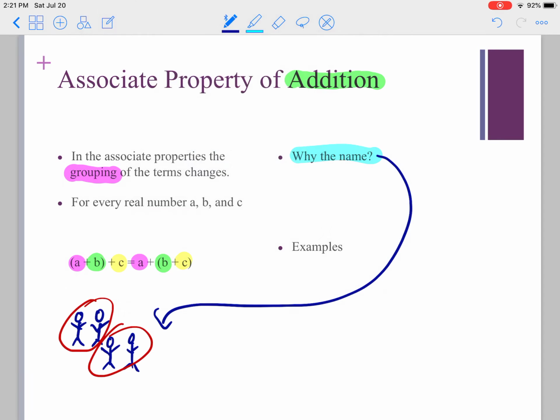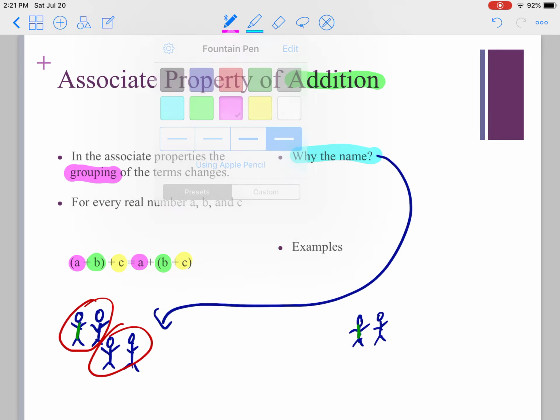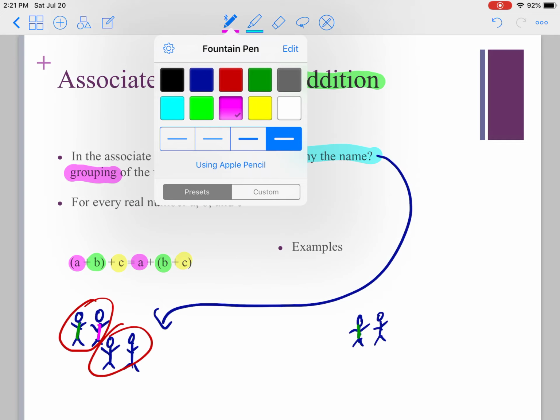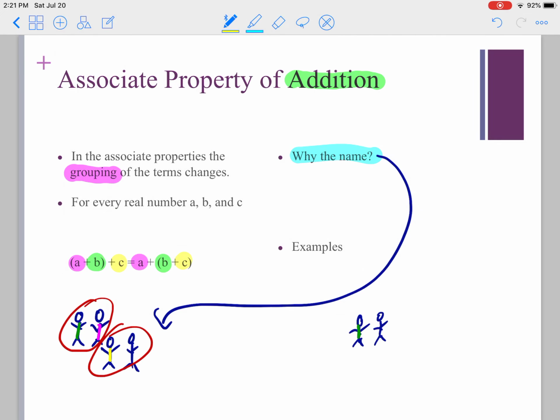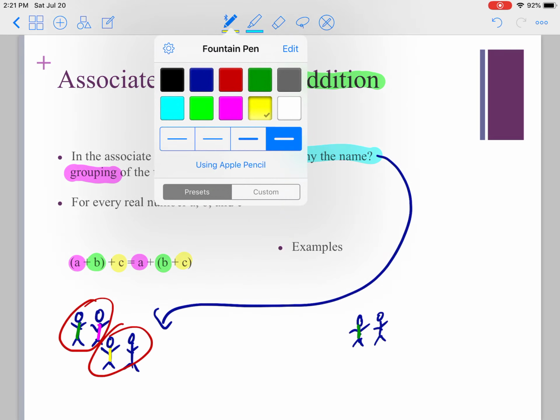But if I were to regroup these because they're all added together in a group of friends, if I were to say, all right, let's have this guy and this guy hanging out, and actually, you know what, let's distinguish them. Let's give this one a green shirt, this guy's wearing a green shirt, pink shirt, and let's see, we've got a yellow shirt, and we need a different color.